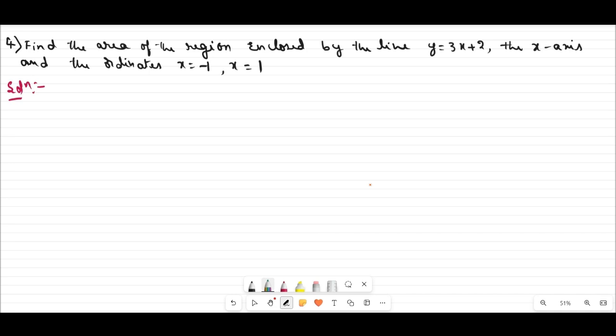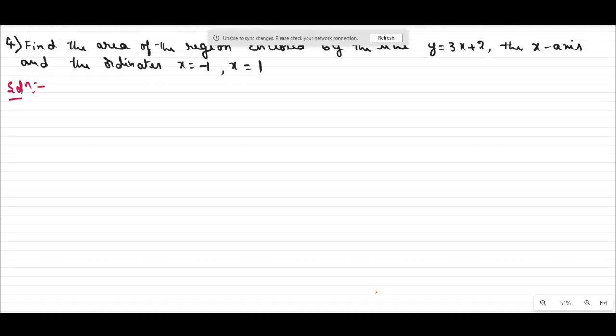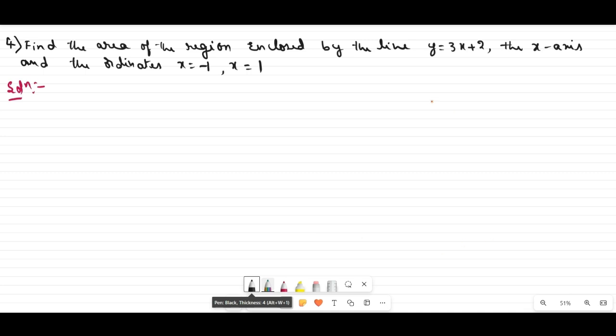Find the area of the region enclosed by the line y is equal to 3x plus 2, the x-axis and the ordinates x equal to minus 1 and x is equal to plus 1. See this, they have given just a line equation, isn't it? So y is equal to 3x plus 2 they have given, and they have given the ordinates. First let me find out, we don't know which area we should find out. So let me find out where the points exist, the line and all. So x is equal to minus 1 they have given, so apply that in the given curve.